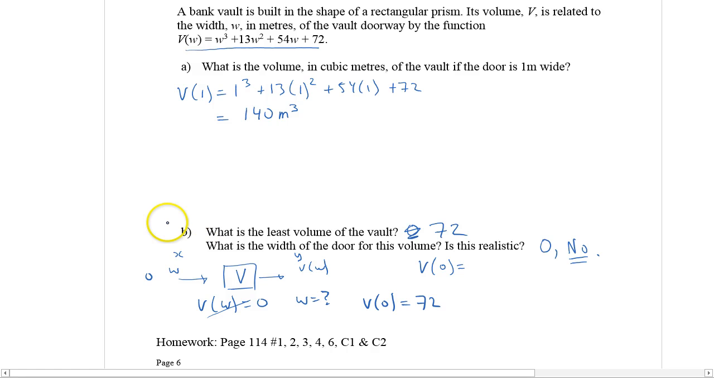So the whole point of this part is that when we have polynomial functions to represent real-world situations, every once in a while we need to step back and ask, what is the domain here? Can we have a negative volume? Can we have a door that's 0 wide? And things like that.